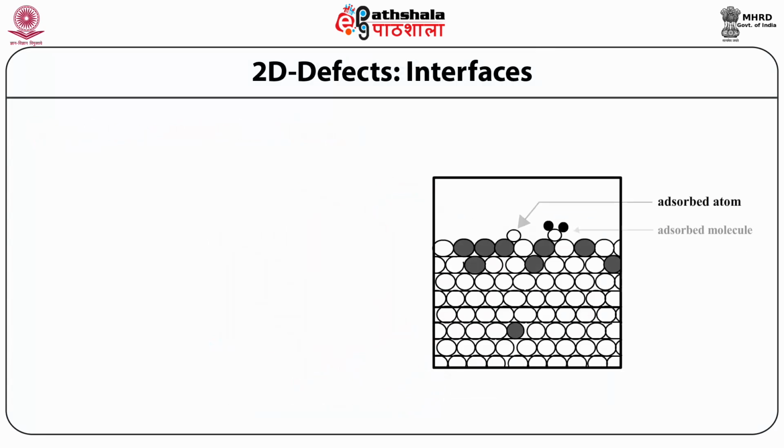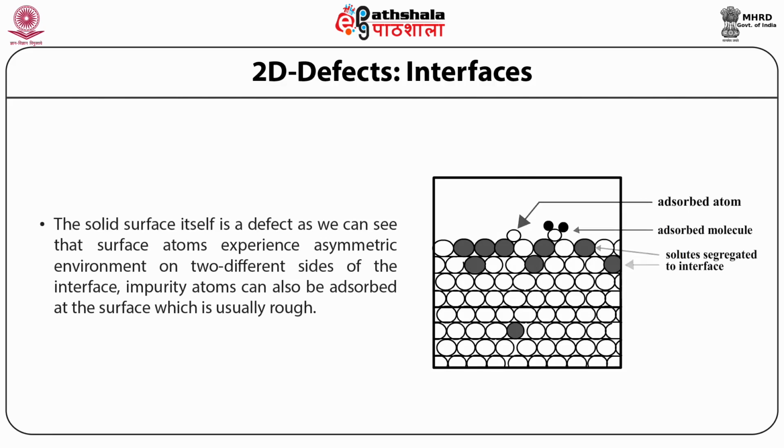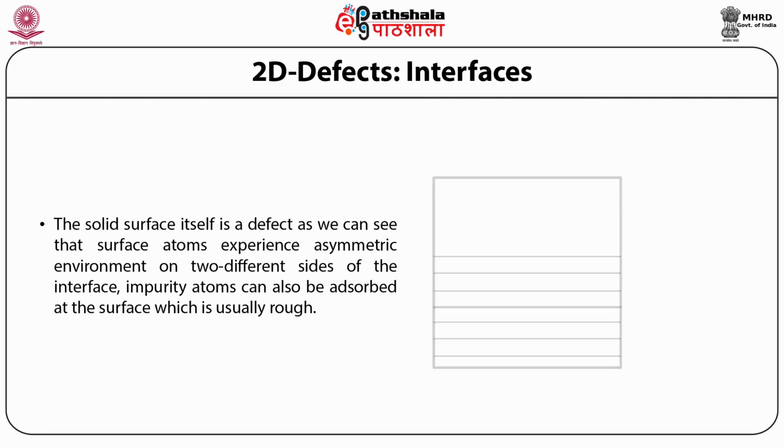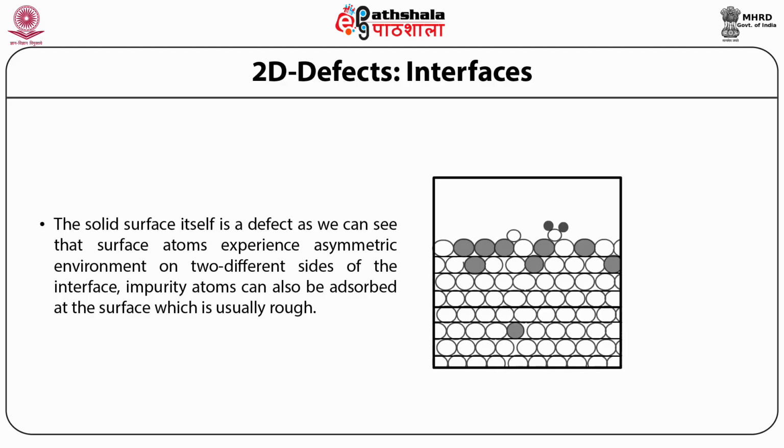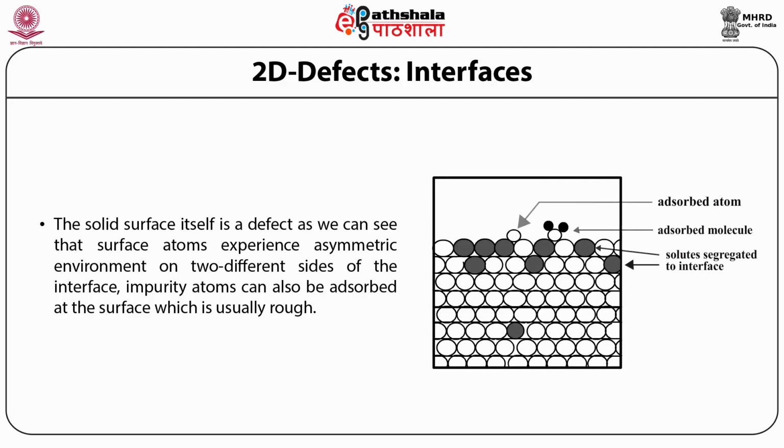2D defects, interfaces. So till now we have discussed point defects and line defects. Now this is a defect in a plane, so this is a two-dimensional defect. The solid surface itself is a defect, as we can see that surface atoms experience an asymmetric environment on two different sides of the interface. Impurity atoms can also be adsorbed at the surface, which is usually rough.